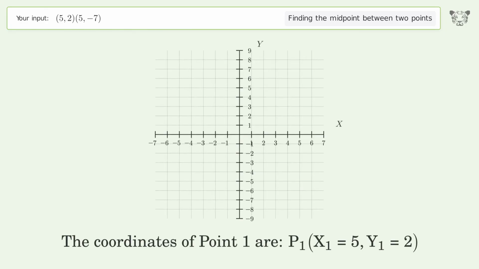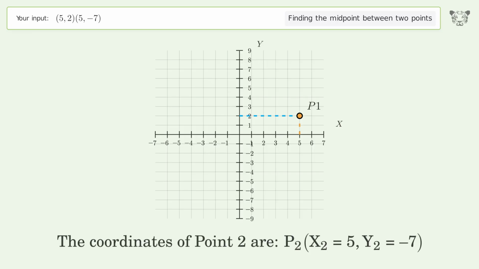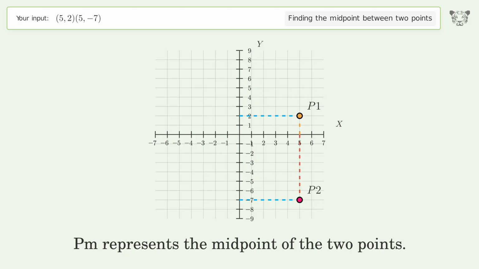The coordinates of point 1 are x1 equals 5, y1 equals 2. The coordinates of point 2 are x2 equals 5, y2 equals negative 7. PM represents the midpoint of the 2 points.